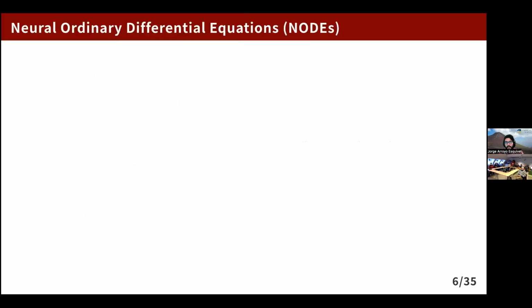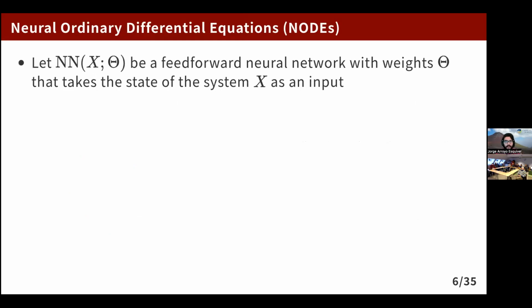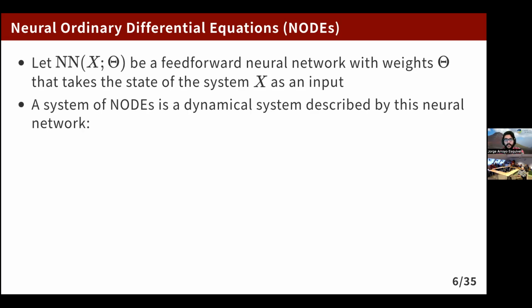So now let me define NODEs. We're going to have a neural network that we're going to write as double N, that's going to take x as an input, which is a system at a given time. And it has some weights that we're going to define by big theta. And a system of NODEs is a dynamical system that is described by this neural network.